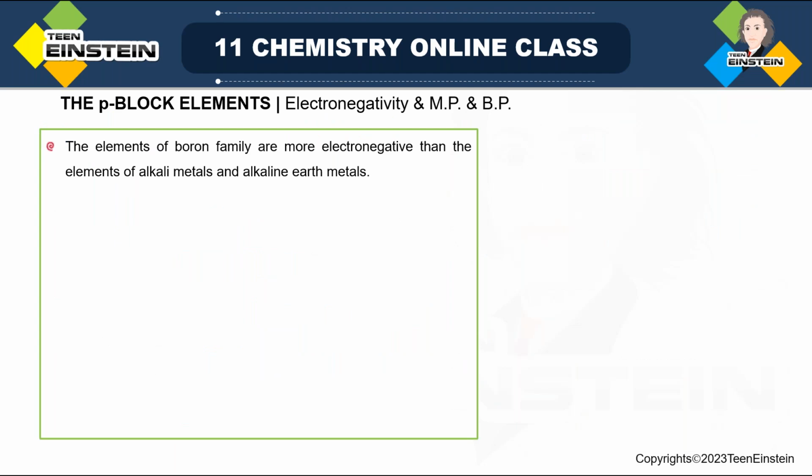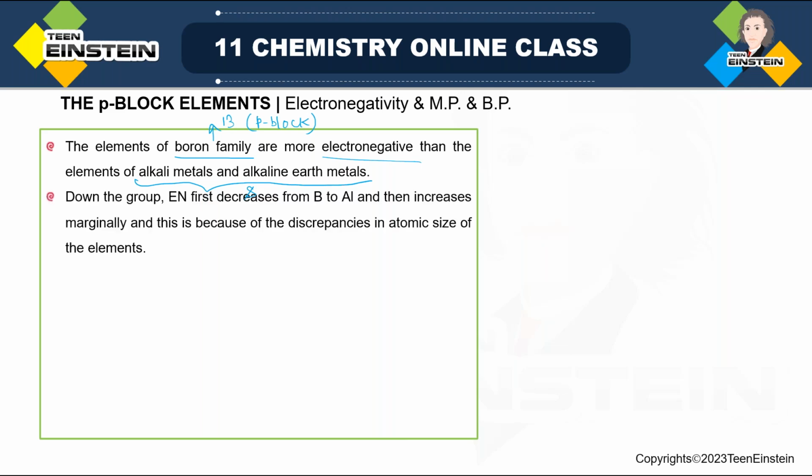Next property, electronegativity first, then we'll see melting point and boiling point. Elements of the boron family, that is group 13, are more electronegative than the elements of alkali metals and alkaline earth metals. And it is expected, because alkali and alkaline earth metals are from the s block, which is on the left hand side of the periodic table, and the boron family is group 13, which is in the p block, on the right hand side. So obviously non-metallic character will be introduced. Compared to the left hand side, on the right hand side more non-metallic character is there. So they will be more electronegative compared to group 1 and group 2.